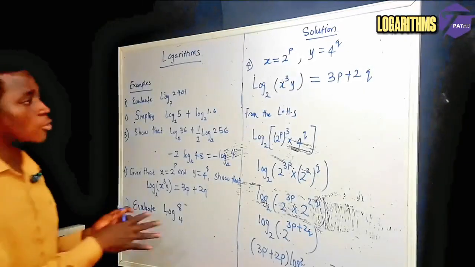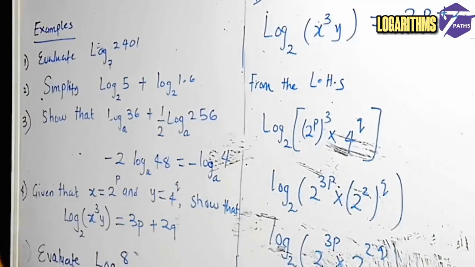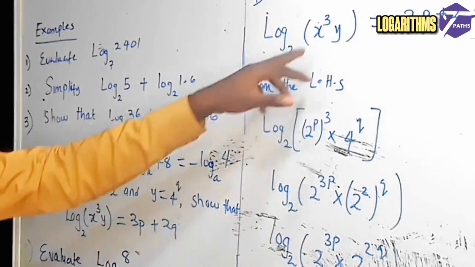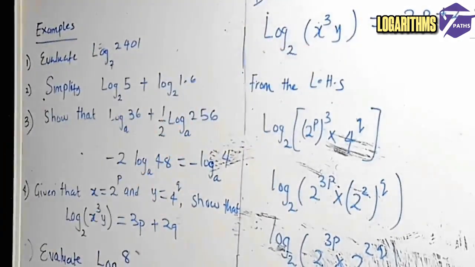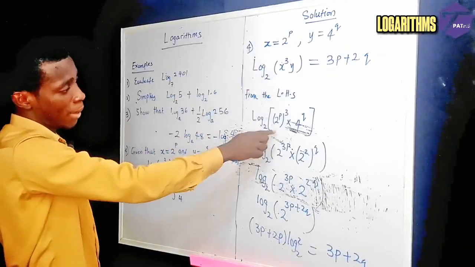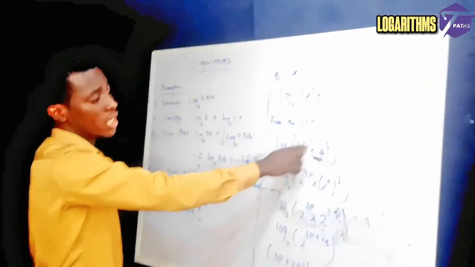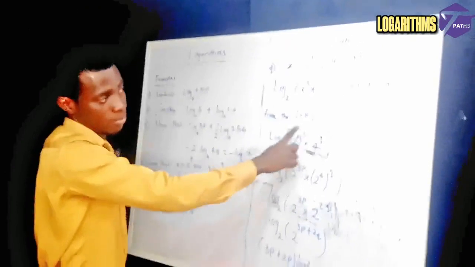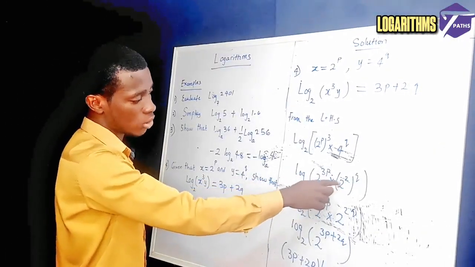So I will start from the left hand side of the equation. That is why I wrote from the left hand side of the equation. I have this, and I'm going to write what x is representing and what y is representing. So already we are given that x is 2 raised to power p. So I have x cubed here. That will be 2 raised to power p times 3. And we have 2 raised to power 3p times what?